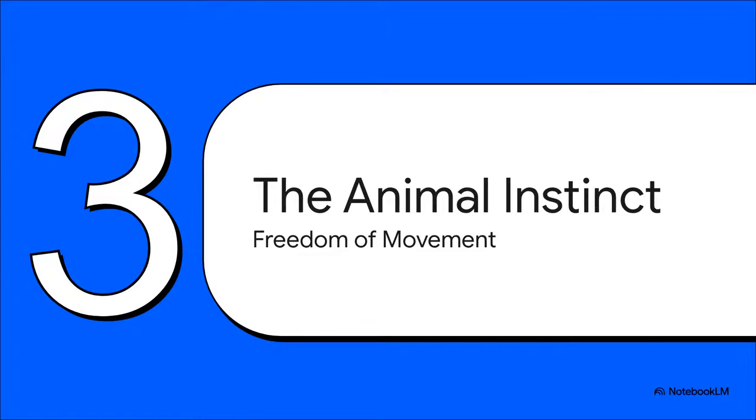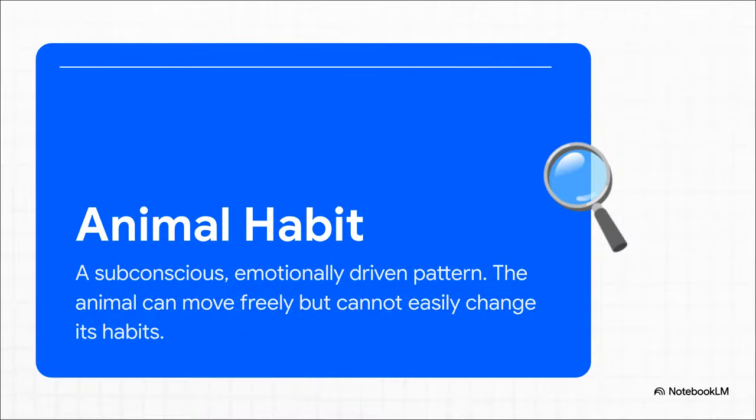Now, this is where we see a huge leap forward. Stage 3, animal instinct. It introduces 2 massive game changers: freedom of movement and a powerful new driver that operates from deep, deep within. So at this level, we finally have physical freedom. An animal can pretty much roam wherever it wants. But its behavior, it's still kind of on autopilot. It's dictated by subconscious, emotionally driven habits. It's operating on raw instinct, not introspection.